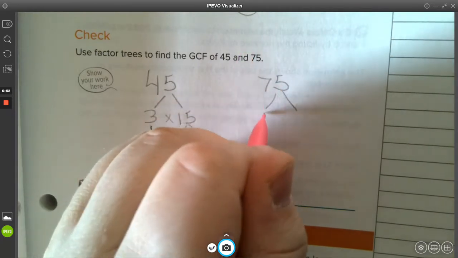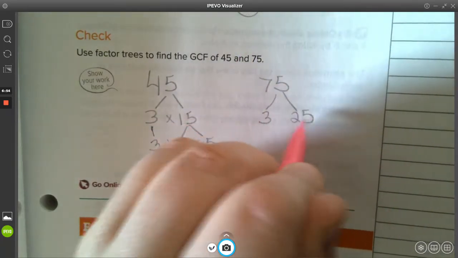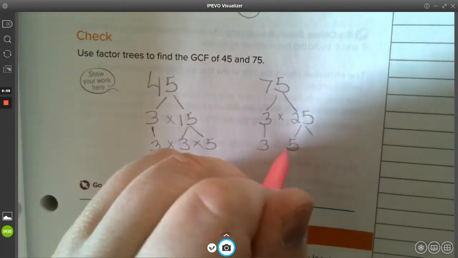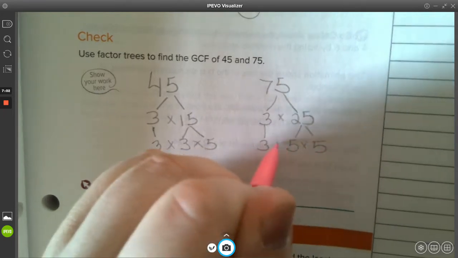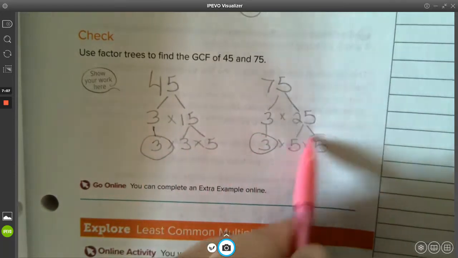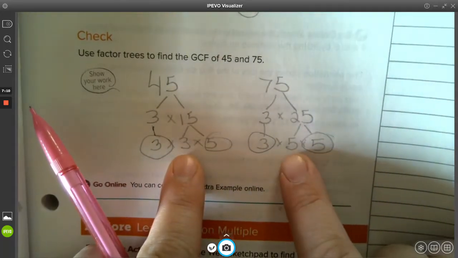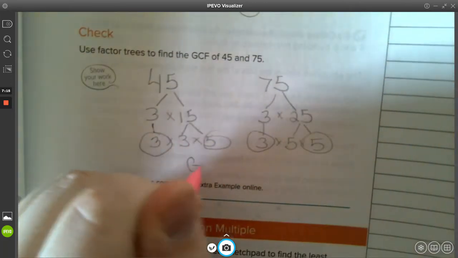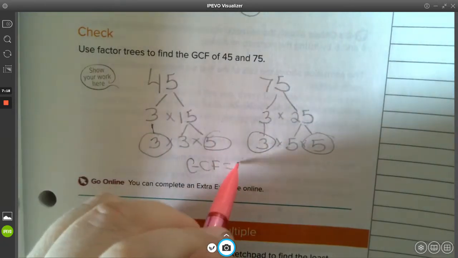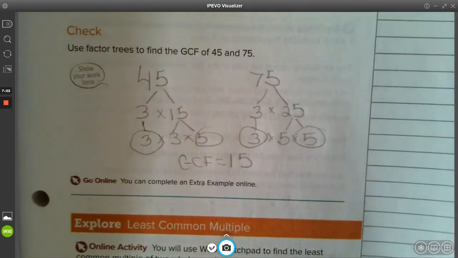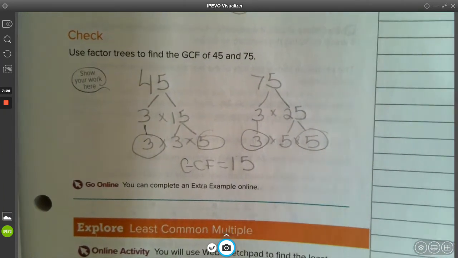For this one, I'm going to do 3 and 25. Bring 3 down because it's already prime. And I do 5 and 5, that's 25. Now we look what's common. The 3 is common and a 5 is common. These two middle numbers are not common, so we're not going to use those. We simply do 3 times 5. So our GCF is 3 times 5, or 15. There we go. So that's how we find it using a factor tree. You get it all the way down to its prime number.